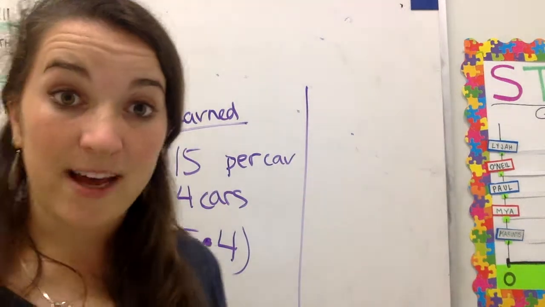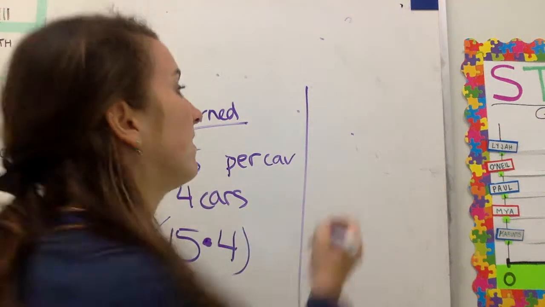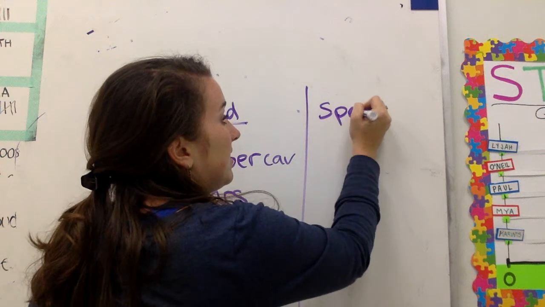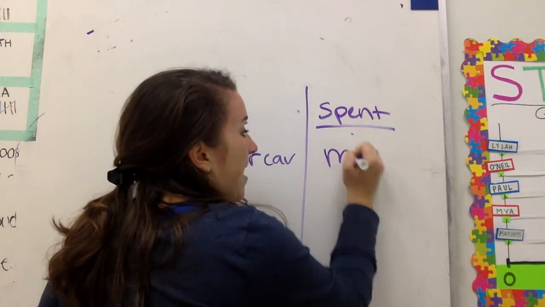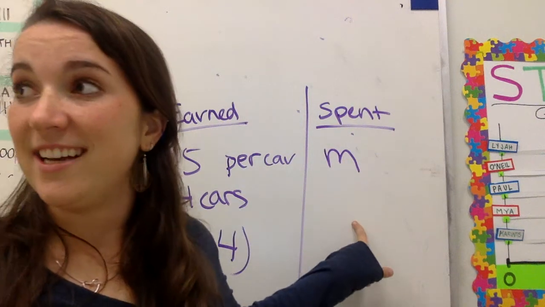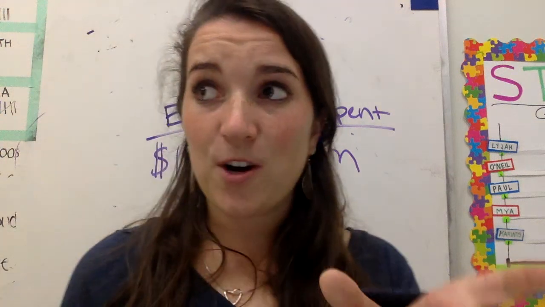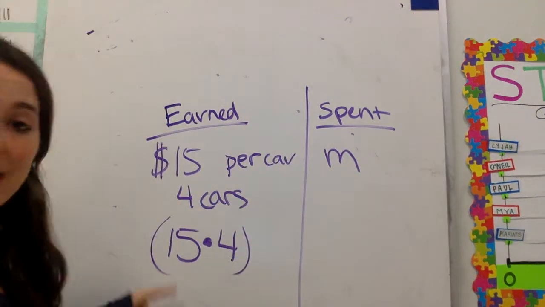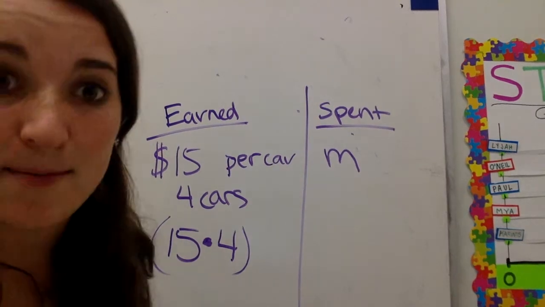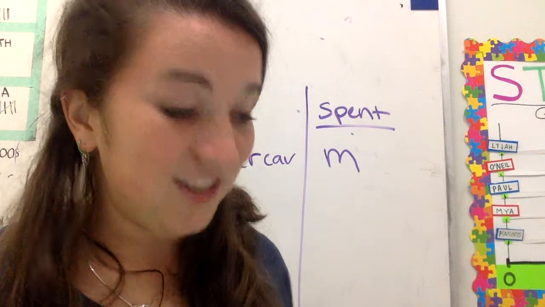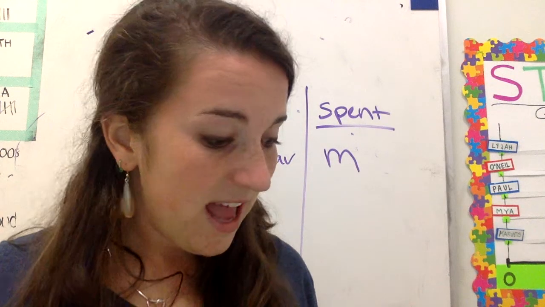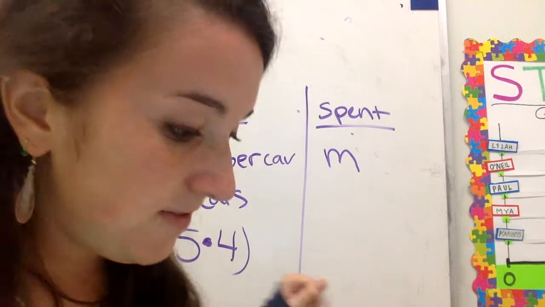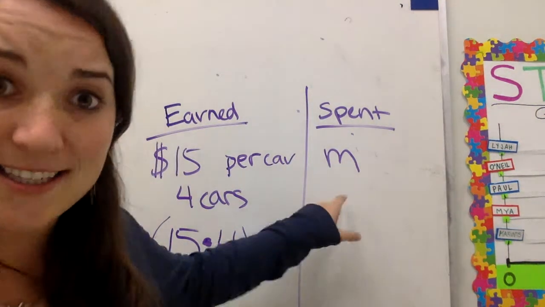She didn't just earn money, though. She then spent some money. So she then spent M dollars on CDs. So the expression that we're going to write to show the amount of money she has now is the money she earned, 15 times 4, minus M. So a lot of you got this question right, and the answer was B, 15 times 4 minus M.